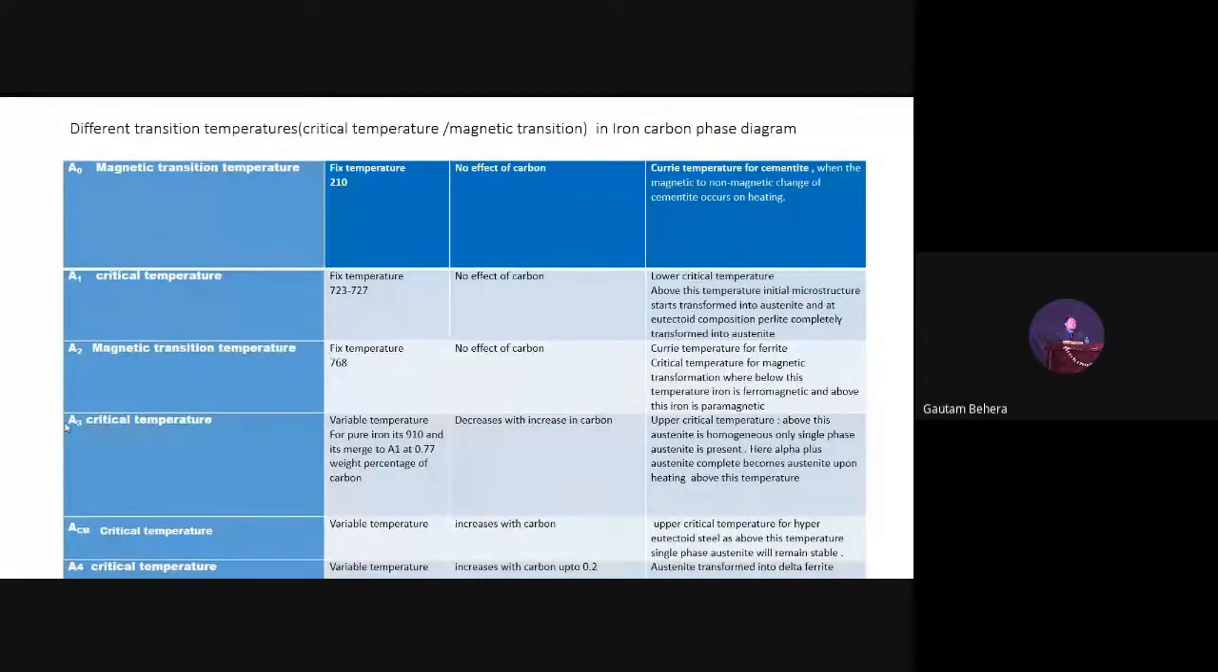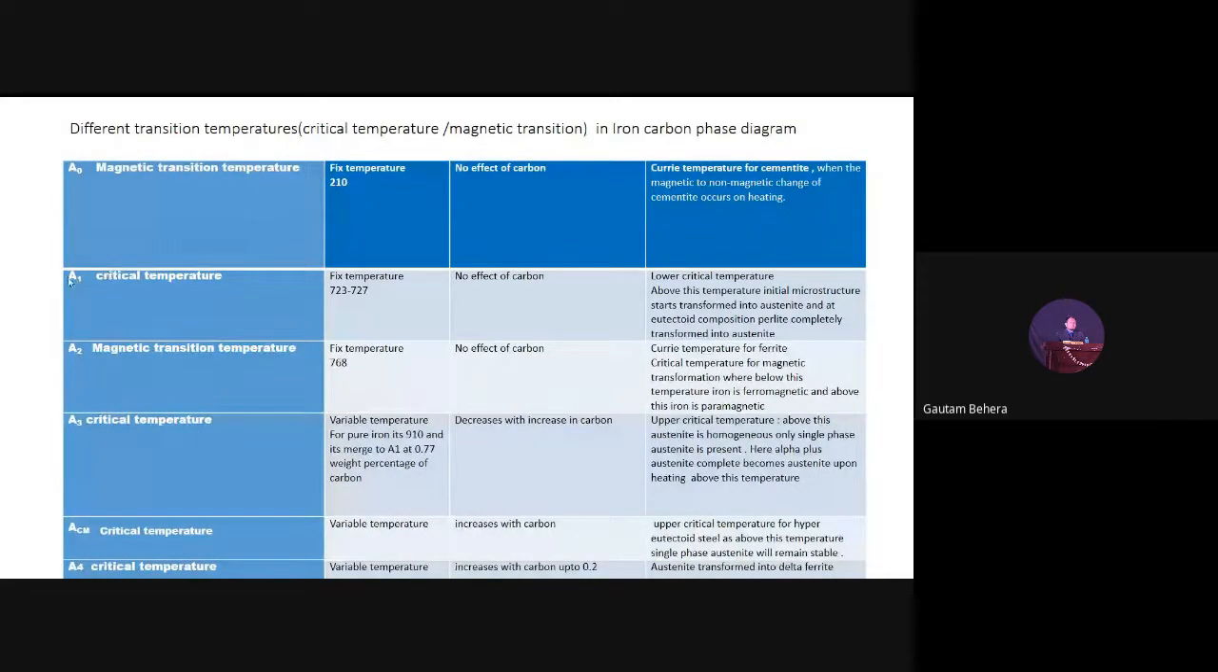And A3, or AE3, is a critical temperature. ACM is also a critical temperature. A4 is also a critical temperature. That means this one, this one, this one, this one. Here, the phase transformation will happen at this temperature, whether you are raising the temperature or lowering it. But the A0 temperature and A2 temperature are magnetic transition temperatures. Here, the magnetic property will change, para to ferro or ferro to para, depending upon whether you are raising or decreasing the temperature, right?